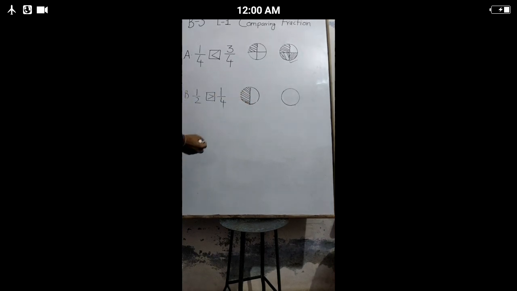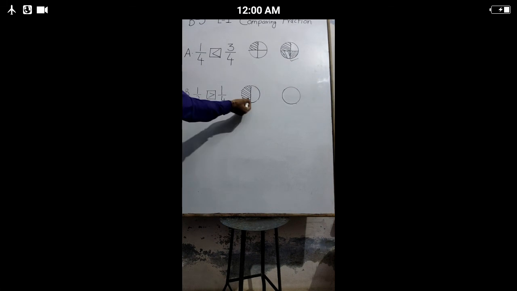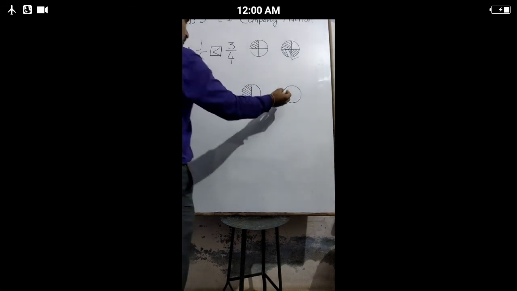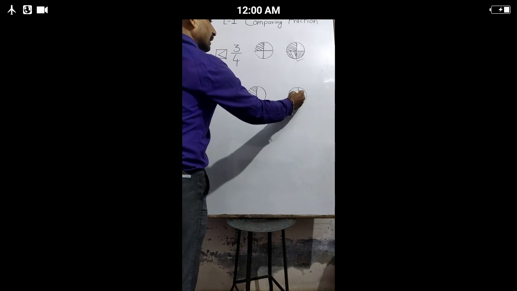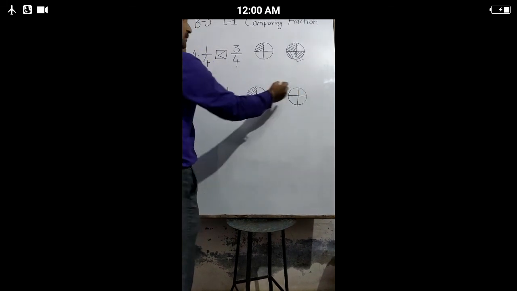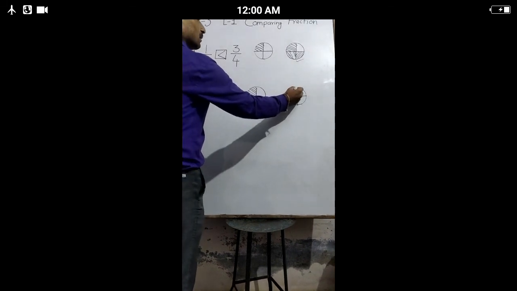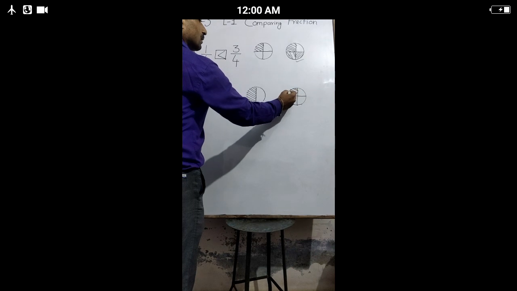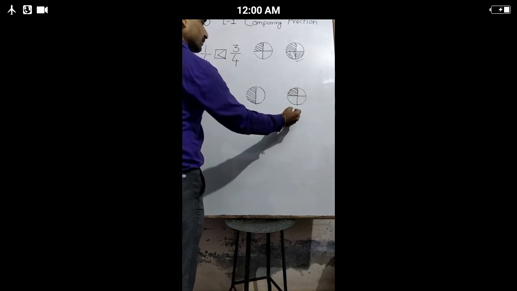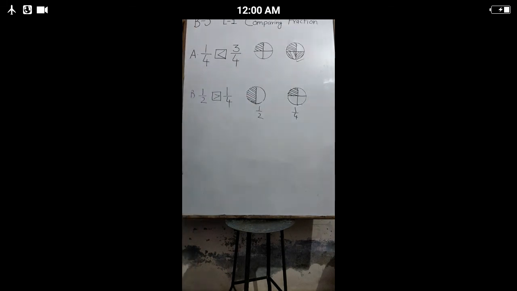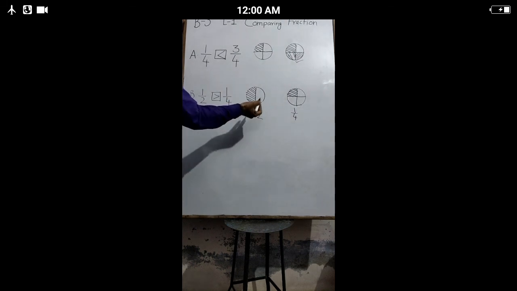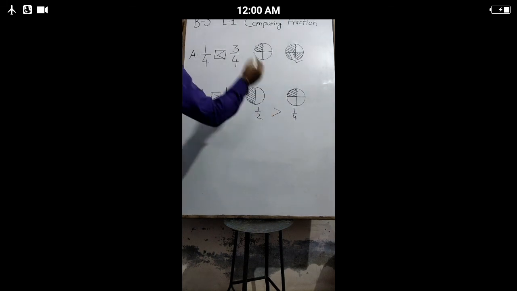Children, this is 1 upon 2, now 1 upon 4. So I have to divide it into 4 equal parts and I have to color 1 part. So children, this is 1 upon 4 and this is 1 upon 2. So children, this circle has more shaded parts. So 1 upon 2 has more shaded parts. So 1 upon 2 is bigger than 1 upon 4.